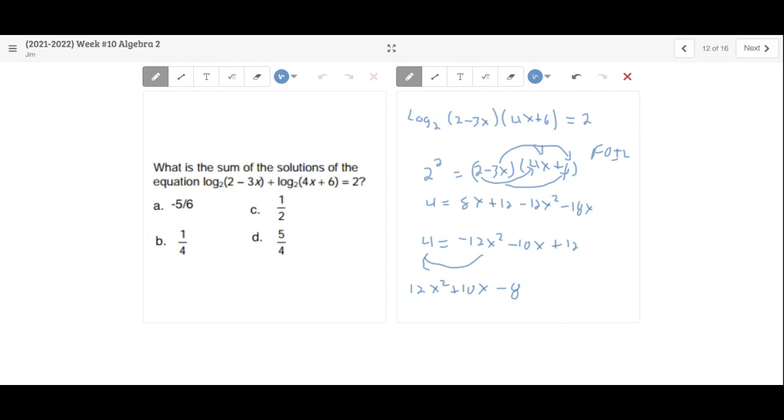Does everybody remember how to factor using the cheater method? Now, I think I probably would factor out the greatest common factor first, which is 2. So I can factor out a 2 here. So that gives me 6x squared plus 5x minus 4. But now I have to use the cheater method to factor this.